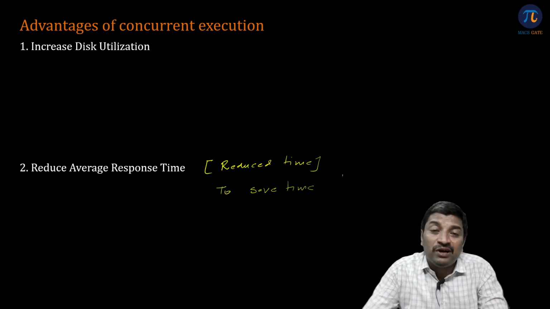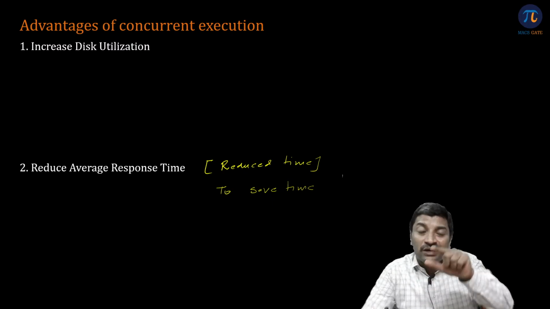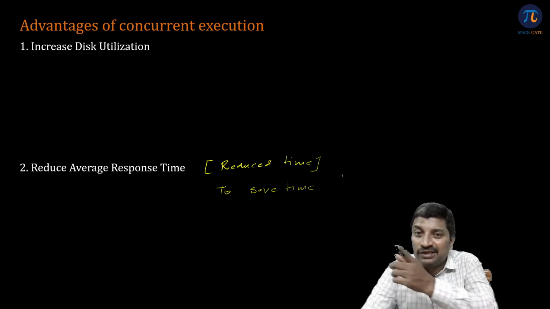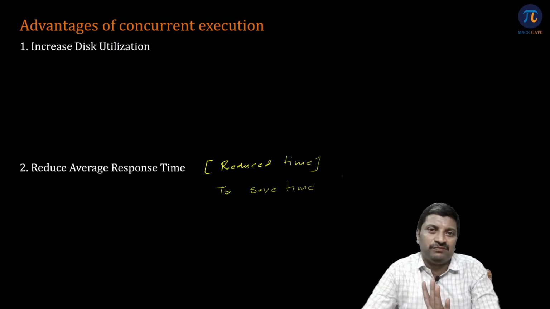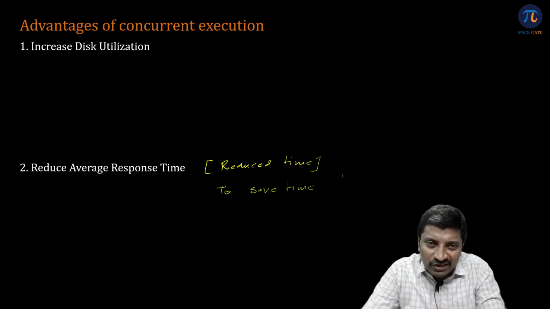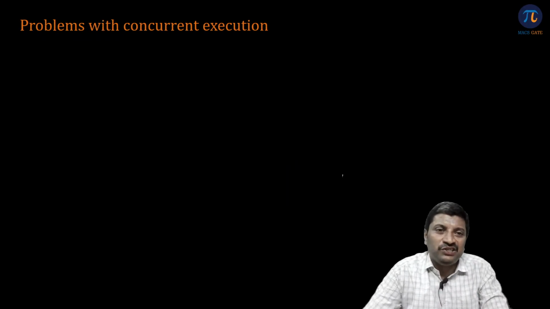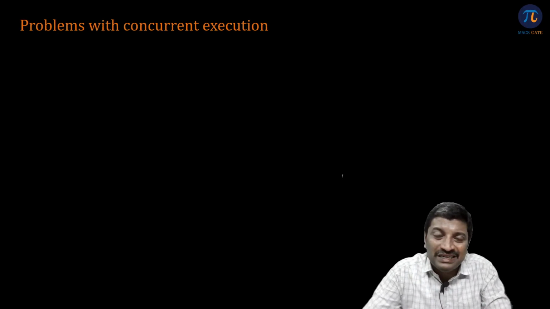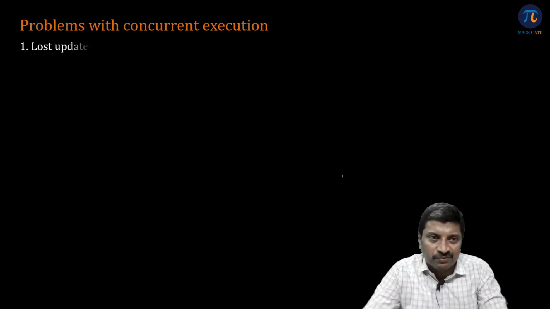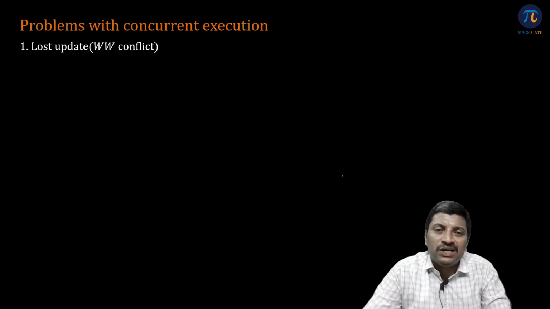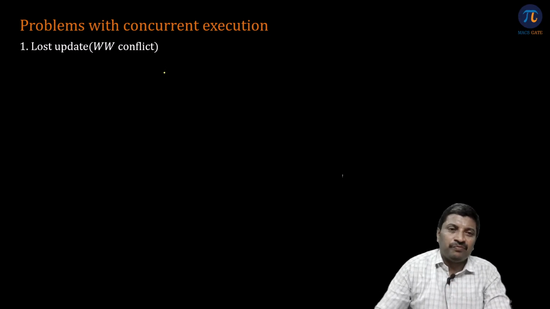Now, what is the list of problems we have in the case of transactions, not in the case of humans, TV, breakfast? What is the list of problems we can have in the case of transactions in DBMS? Let us see it. The problems are the disadvantages with concurrent execution. The first one, lost update. What is meant by it?